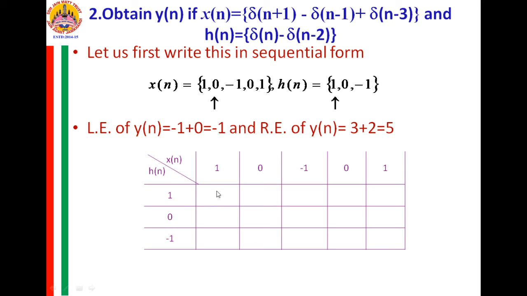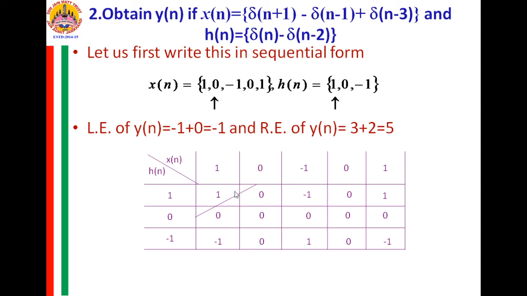So 1 into 1 we shall enter here, 1 into 0 we shall enter here, 1 into minus 1 we shall enter here. This gives 1, 0 and minus 1. Now this is 0, and when you multiply with all these row elements you will get 0, 0, 0, 0 and 0. Here minus 1 with this 1 is minus 1, then with 0 is 0, minus 1 and minus 1 is 1, here it is 0, and here minus 1. Now let us add these elements diagonally.